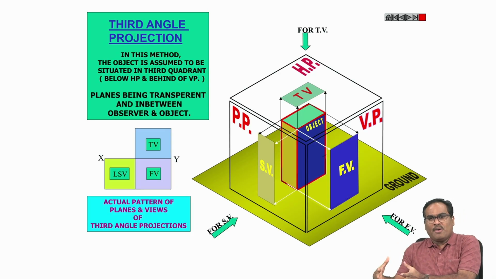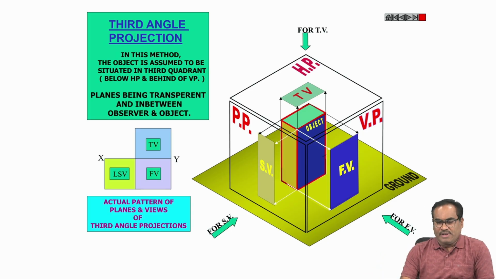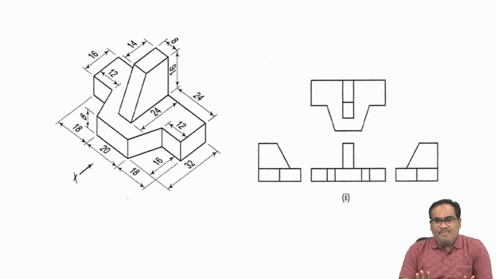In the same way, if you keep the object in the fourth quadrant and project it, what happens? Both the front view and top view come below the XY line, so overlapping happens. Anyway, this is the object I will take. It is a simple object, and it is there in the ND Bhatt book. So I took this object, and I will draw the orthographic projections. For your reference, I kept the orthographic projections side by side.